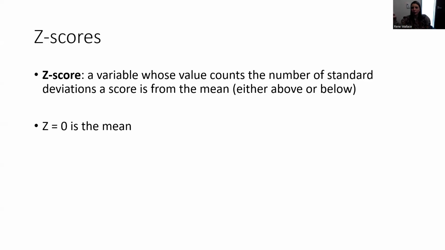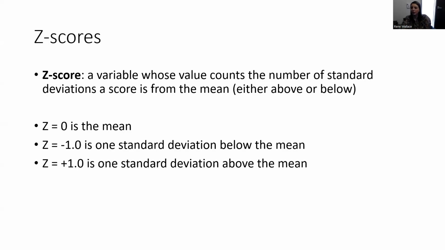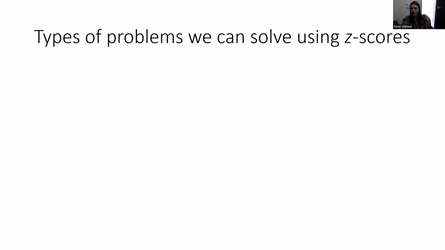So we have our bell curve here, right? And we have our mean going down the center. That's always 0. So we're seeing how many standard deviations away from 0 we can get. For z equals -1, that's one standard deviation below the mean. For z equals +1, that's one standard deviation above the mean. And that's always how it is in z-scores. So for z equals 2, that would be 2 standard deviations above the mean, right? And so on and so forth.